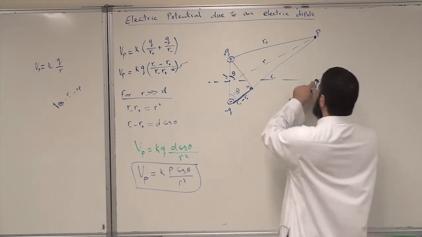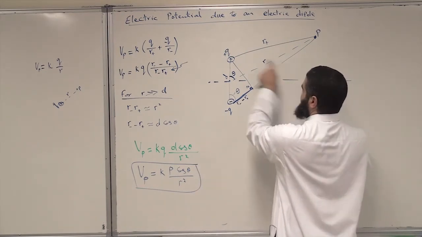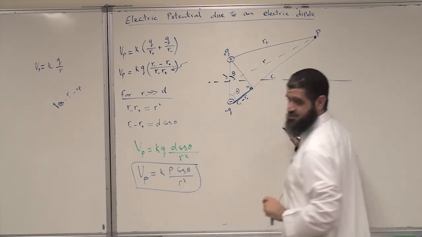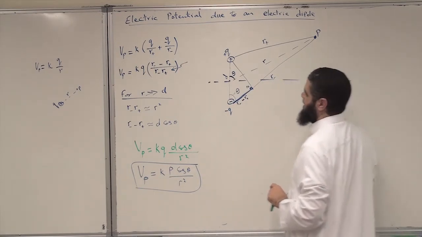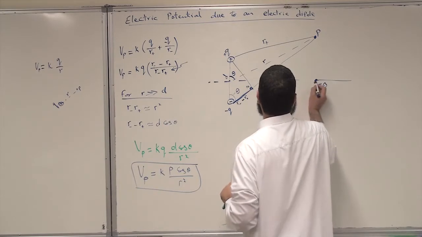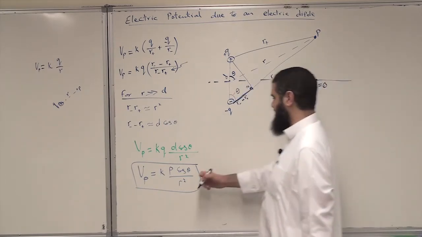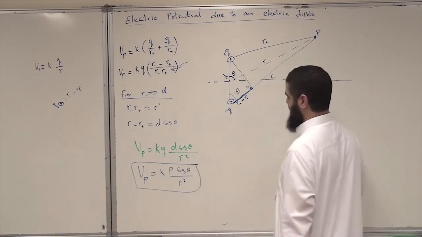Why? Because you will be at the same distance from the positive charge as from the negative charge. So you will end up with kQ over r and kQ over the same r with a negative sign, and you will end up with V_B equal to 0.